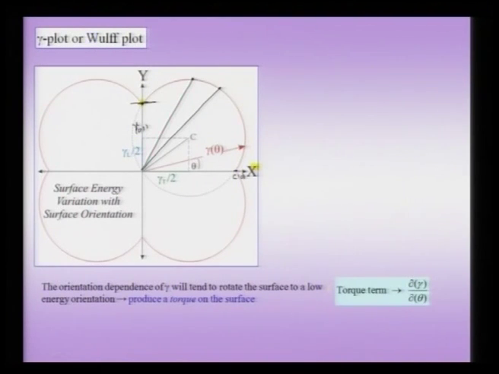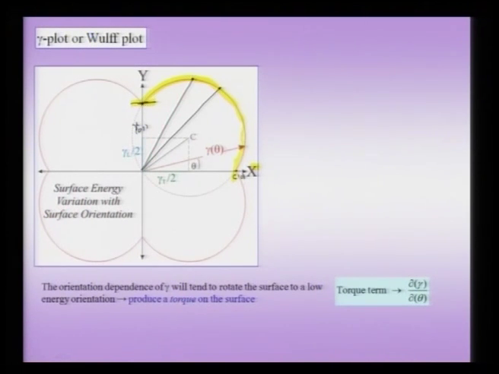So, we have already seen this gamma plot. We have seen that the energy of the surface varies with respect to direction, and it goes through a maxima somewhere in between at certain angles, but there are these sharp cusps in the gamma plot which correspond to certain low index planes. Now, what does this imply?